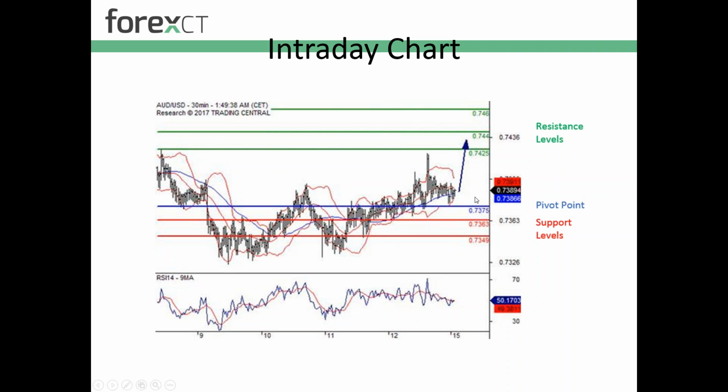In case this order executes and starts trading but doesn't have enough momentum and comes back down, we want to make sure that we're not exposed too much, because if it comes back down here, then we're obviously going to be losing money. So for this first order, we're going to set a stop loss at 15 pips below the pivot point, so at 0.7360.